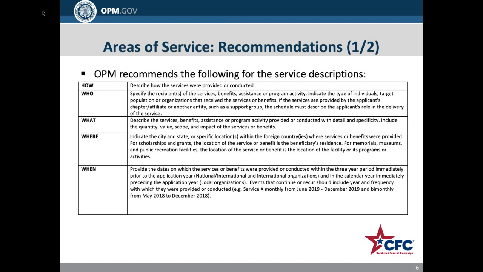How? Describe how the services were provided or conducted. The who. Specify the recipients of the services, benefits, assistance, or program activity. Indicate the type of individuals, target population, or organizations that receive the services or benefits. If the services are provided by the applicant's chapter or affiliate or another entity, such as a support group, the schedule must describe the applicant's role in the delivery of the service.